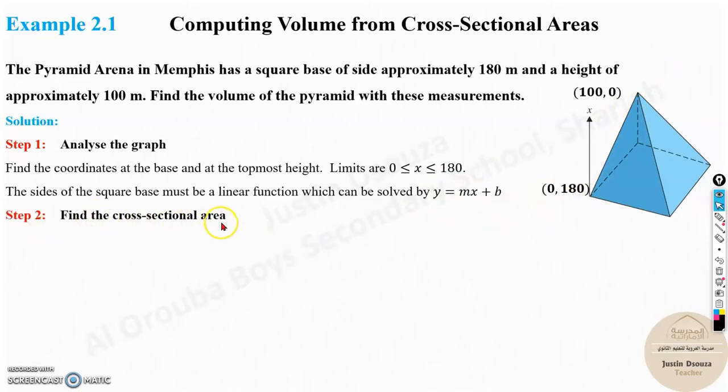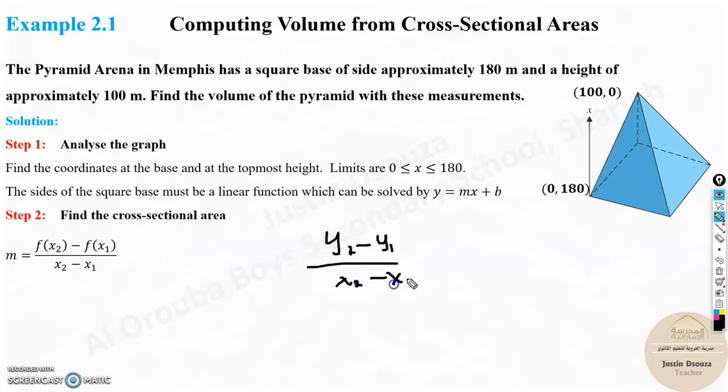So to find the cross-sectional area in step 2, first you need to find the slope. How do you find the slope? By using this formula, y2 minus y1 divided by x2 minus x1. Now let us apply over here. See, this is the initial point, so I'll take it as x1, y1, x2, y2. Now what do we do? Apply in this formula. When we apply, we will see it is y2 minus y1, 0 minus 180, divided by 100 minus 0. The answer over here is negative 9 by 5.